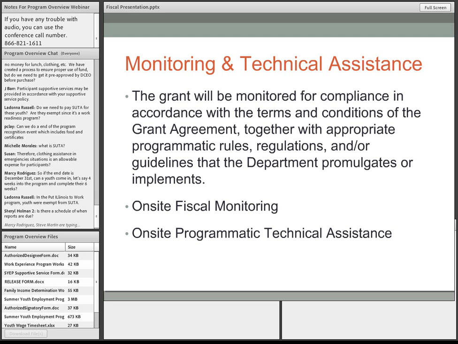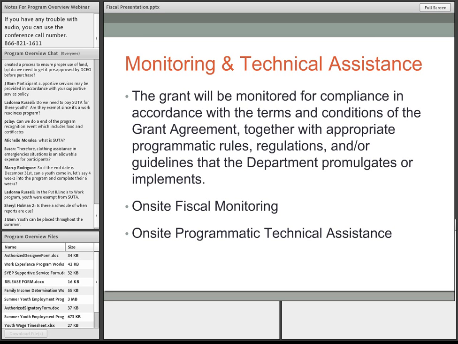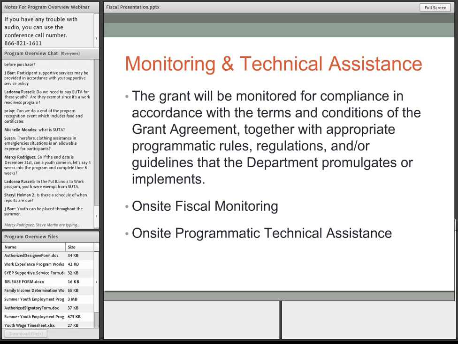In the Illinois work program, youth were exempt from SUDA. Someone made the comment, so I guess we need to find out, is there a schedule of when reports are due? Well, in your grant agreement, there's going to be a report deliverable schedule, and from the department standpoint, basically it's just going to be the department status report and the trial balance and supporting documentation, which is due 30 days after the end of a calendar quarter. With the December 31st end date, you'll have basically 2 DCEO reports required.